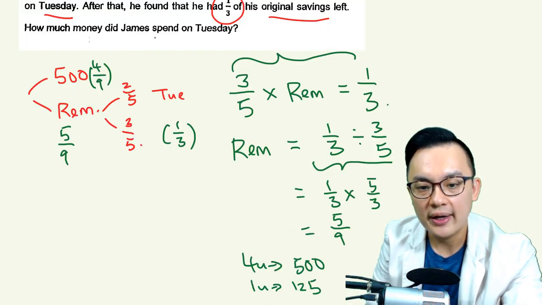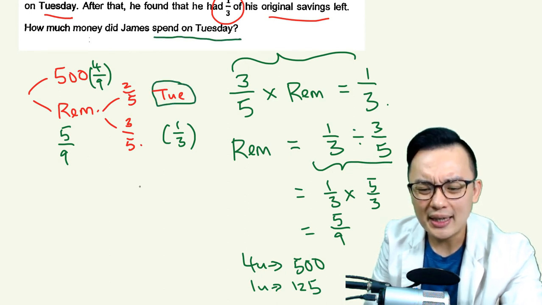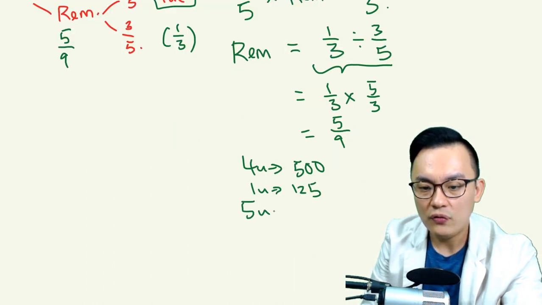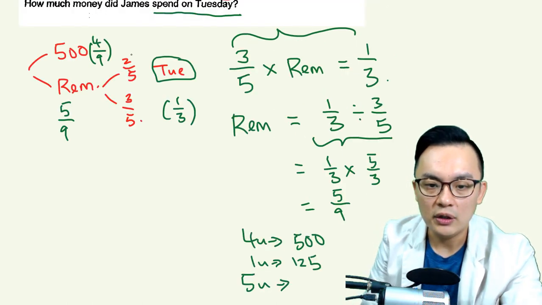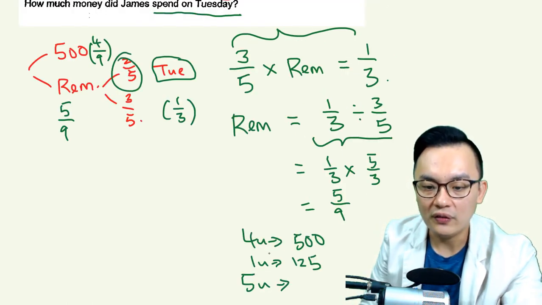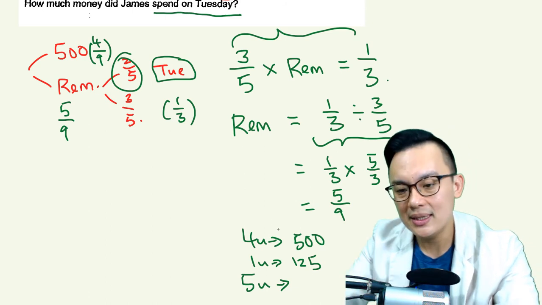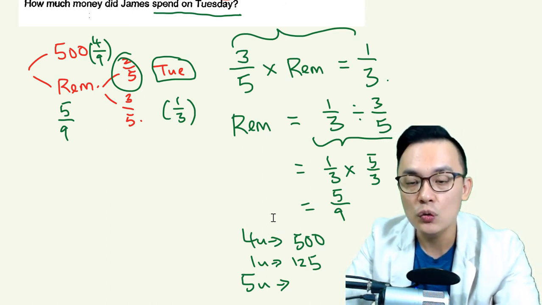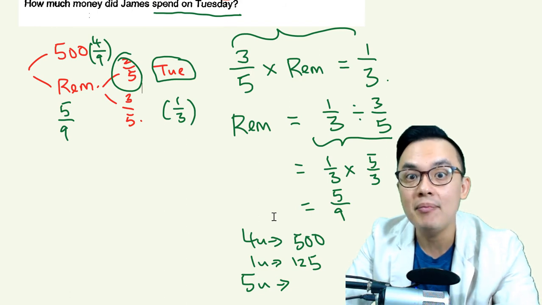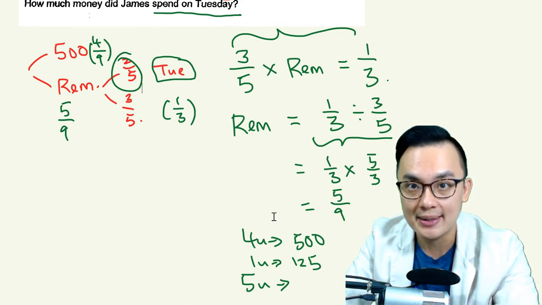And if you read the question right, it's actually asking for what was spent on Tuesday, which is a bit tricky. So from 1 unit, you need to look for 5 units, and then after that you need to look for 2/5 of the 5 units. So that's quite a tricky part and quite a lot of steps. Now I'm going to show you the second method, which is using units and parts.